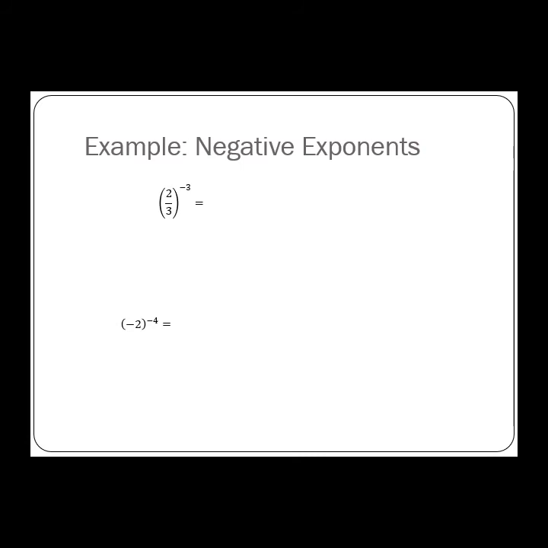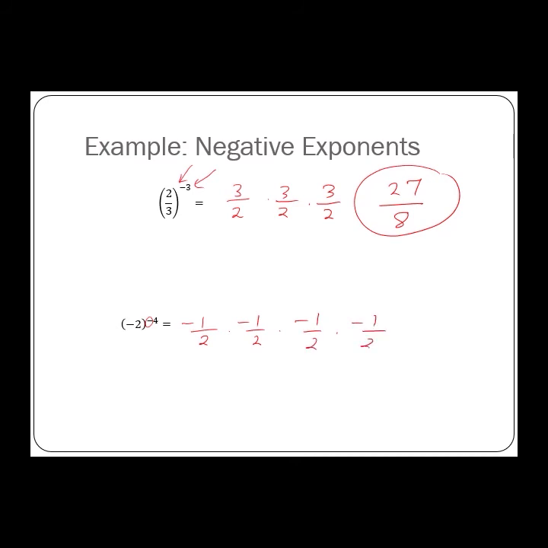So here where it's 2/3 to the -3, the negative tells me to flip it. And then the 3 tells me to then multiply it 3 times. 3 times 3 times 3 is 27. 2 times 2 times 2 is 8. Again, the negative tells me to flip it. And the 4 tells me I have 4 of them. Remember, because it's in parentheses, the whole thing, including the negative sign, is repeated. This is 1/4 times 1/4 times 1/4 times 1/4, which is 1/16.